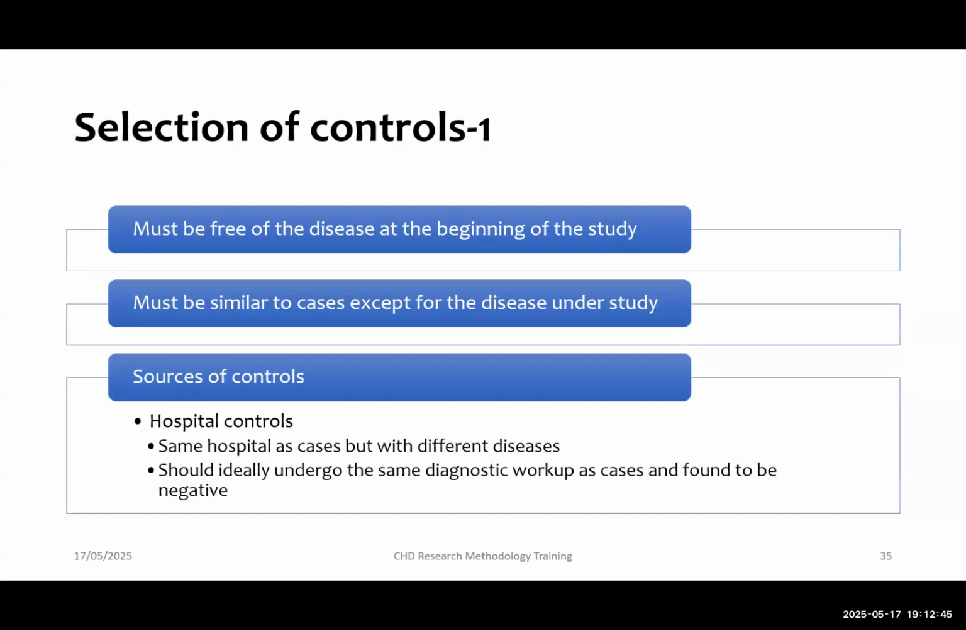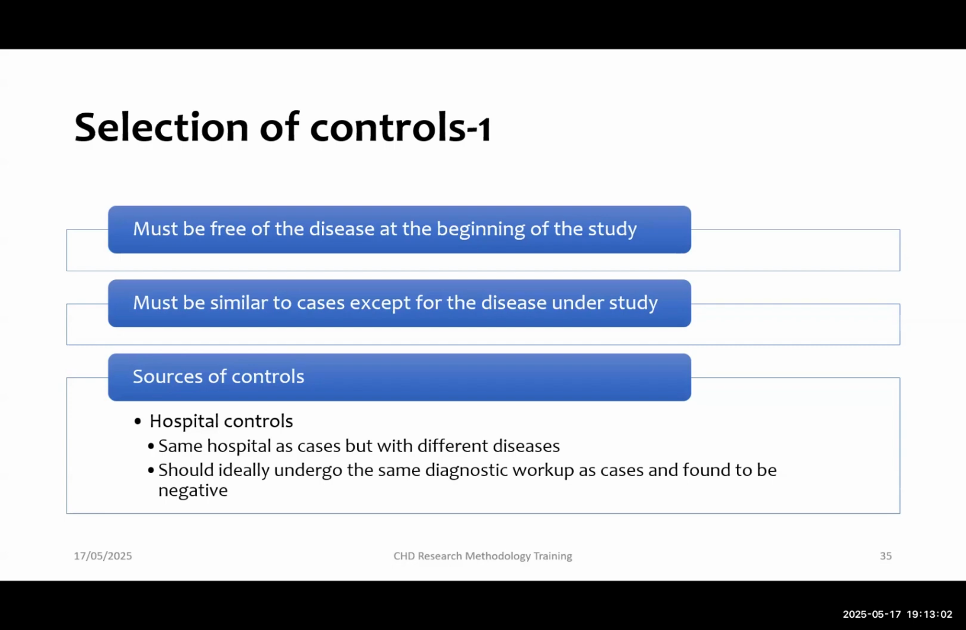And they must be similar to the cases, except for that. So if you have those who have cancer of the lungs, you can decide to use control measures to be those who don't have cancer of the lungs. They might have any other disease, but not cancer of the lungs.